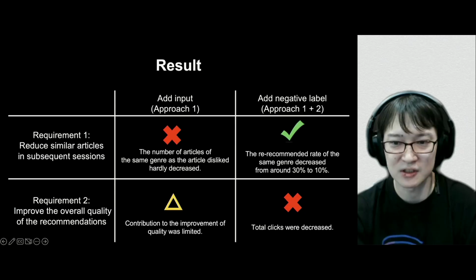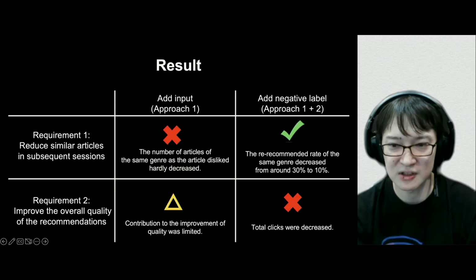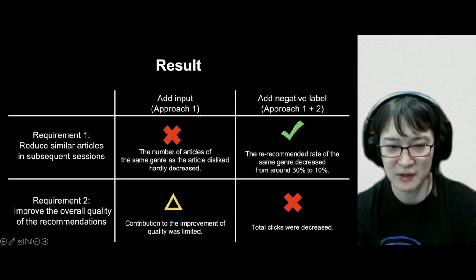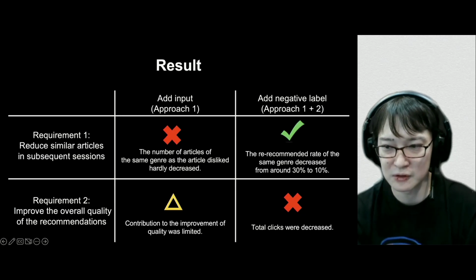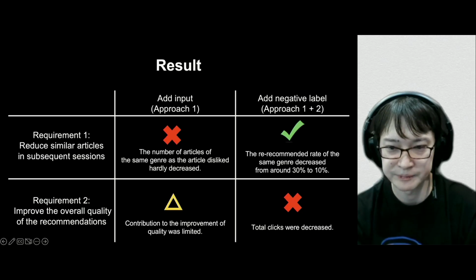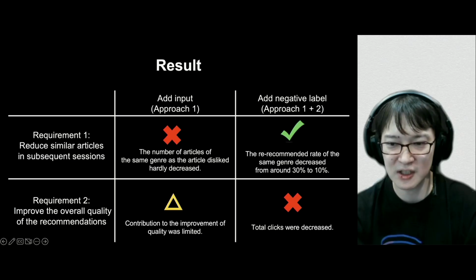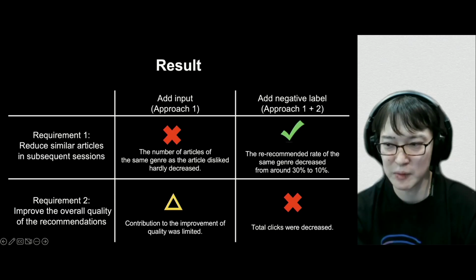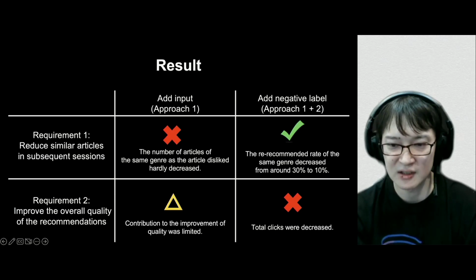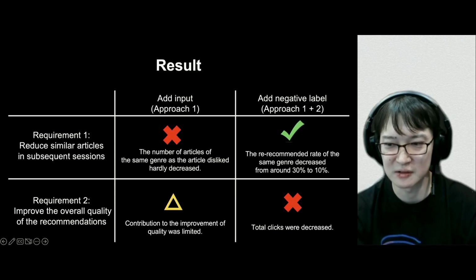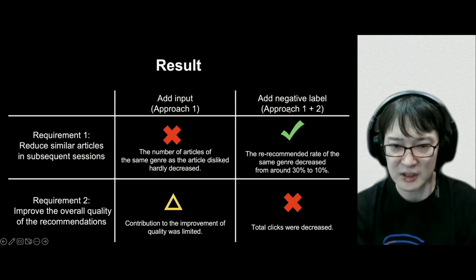As a result of trying the two methodologies, this is the result that we get. With a simple addition of the input of the dislike signal, we are unable to lower the number of articles in the same genre to be recommended, because there is no strong correlation between whether the user dislikes a certain genre of article and whether the user clicks on the articles frequently. Even though he dislikes it, there are certain users who click on that article. So the learned model, even though it receives the dislike signal, considers that we don't need to lower the scores, so it kept recommending.